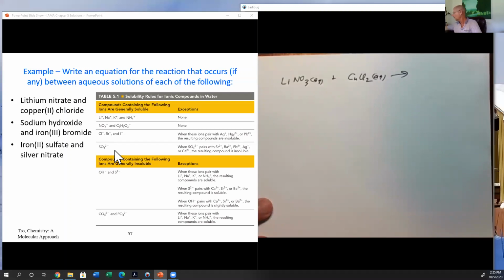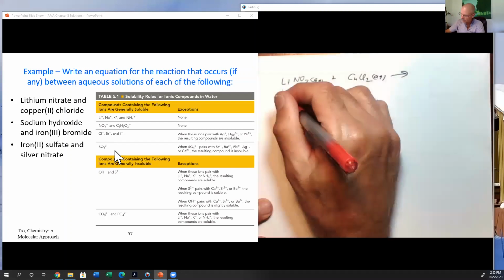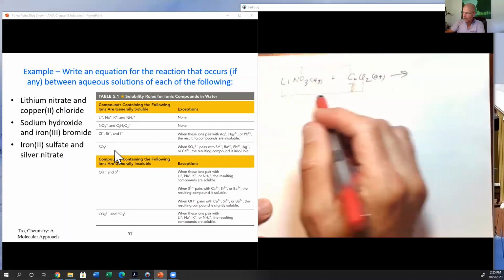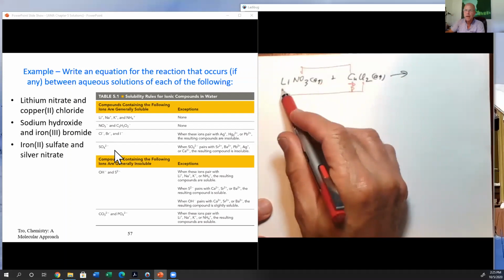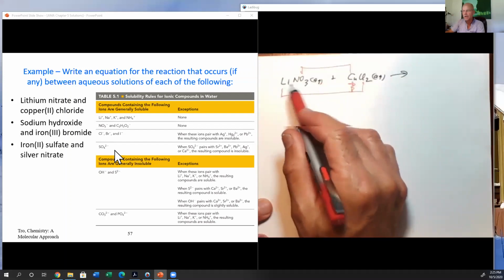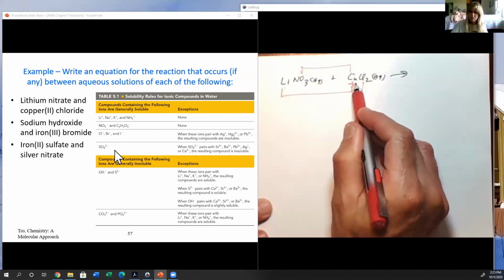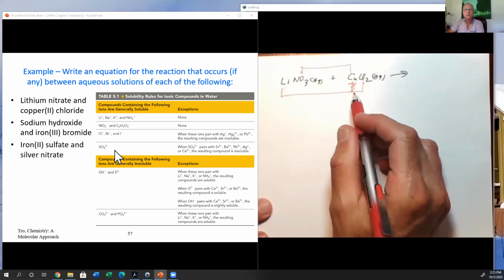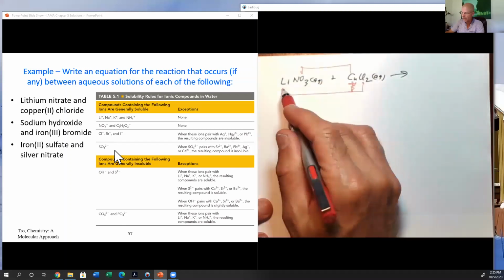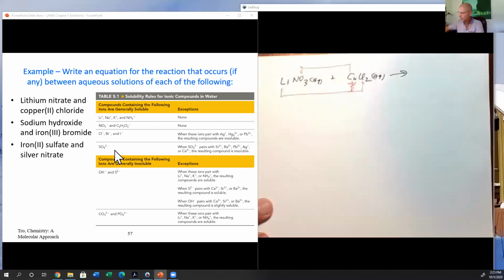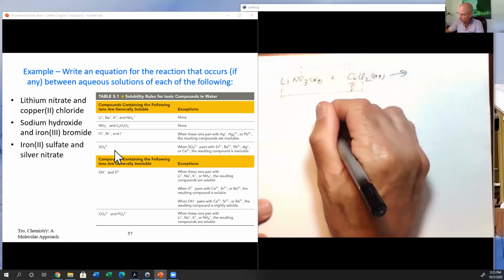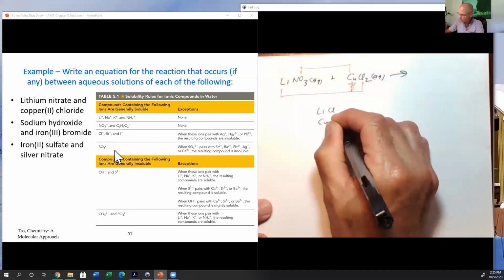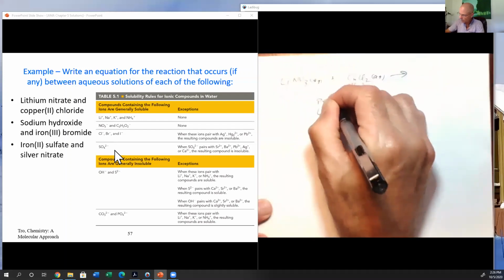So again, we look at the cross products. Oops, sorry, that was wrong. Why is this wrong? Why am I not worried about any product that might form between lithium and copper? Because they're both positively charged. Exactly right. They're both positively charged. We're not going to have a reaction between two positively charged ions. So we're always putting the cation together with the anion. So my possible products here are going to be lithium chloride and copper nitrate. So these are possible products.